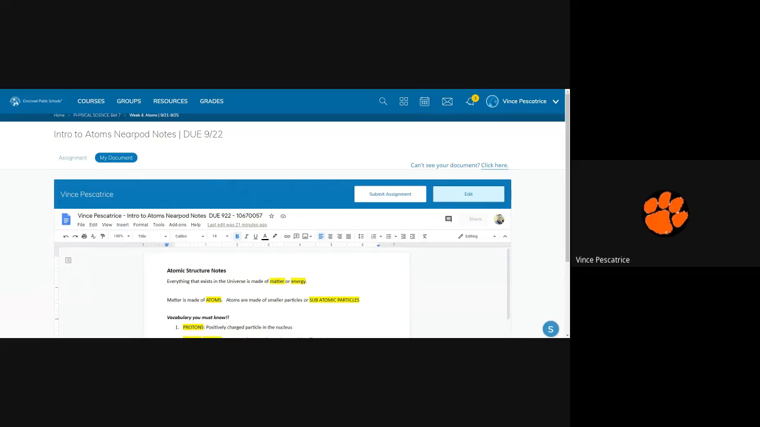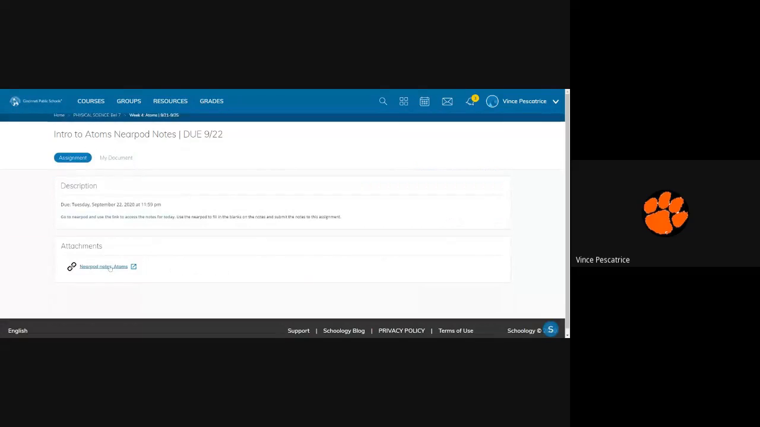Are you looking at my screen? Right here. So it takes you to a Nearpod that you control, and then you can scroll through it and find the ones you missed.